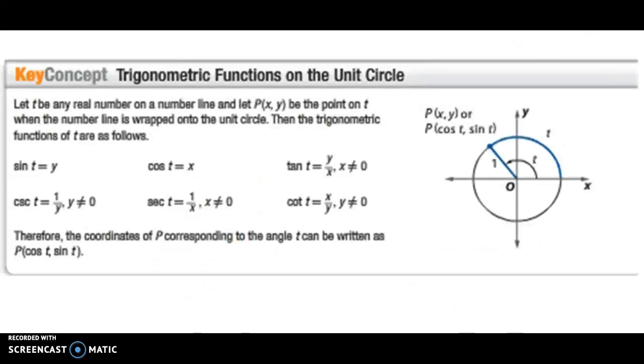So here are some values that are important. Okay, so t can be any number on a number line, and we let the point (x, y) be the point on t when the number is wrapped onto a unit circle. Then the trigonometric functions of t are as follows. The sine of anything here is going to be y. Cosine of any number is going to be x. And then the tangent is y over x. And then obviously the inverses: cosecant would be the inverse of sine, secant would be the inverse of cosine, and cotangent would be the inverse of tangent.